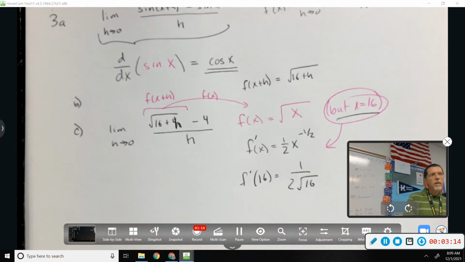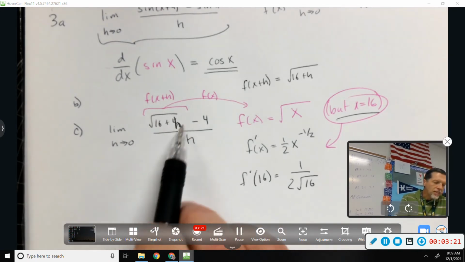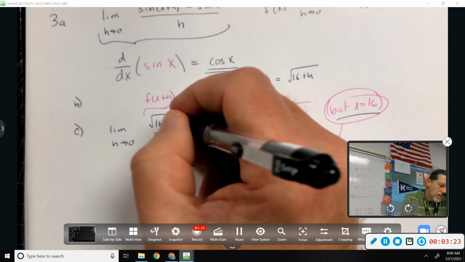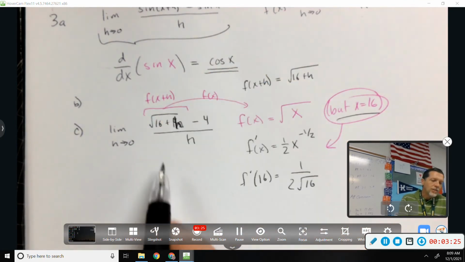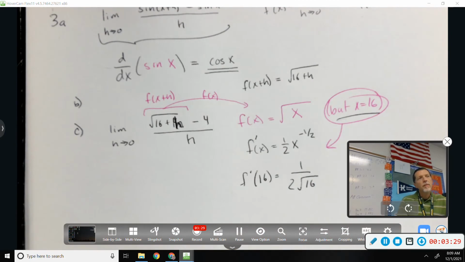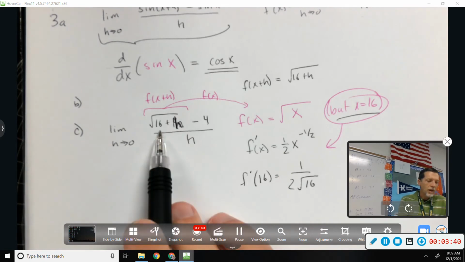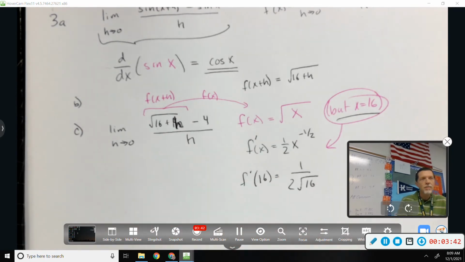Wait, how did you get f of x equals the square root of x? Because I looked at this function. This piece is f of x plus h. And x is the 16. Oh. So it's the square root of x, but x is 16. Oh. So you kind of just substituted it out, and then when you needed to substitute it back in, you did that. That's a good way to say it. I put x in so I could take a derivative, but because 16 was there, I put 16 back in.